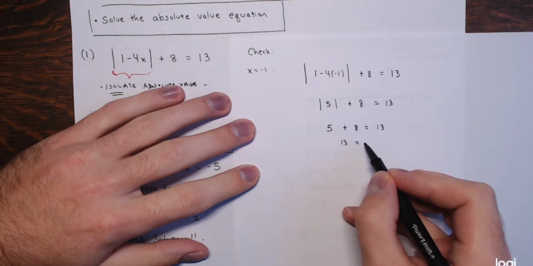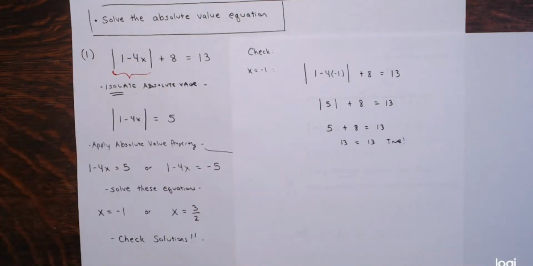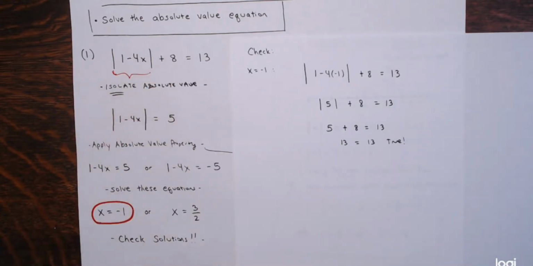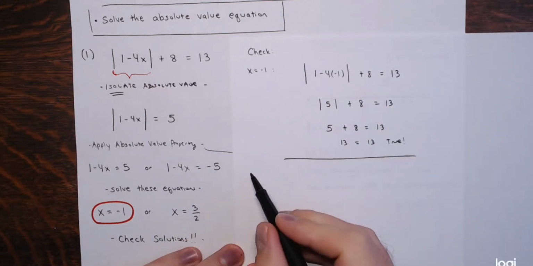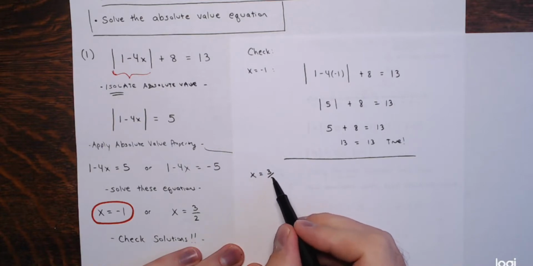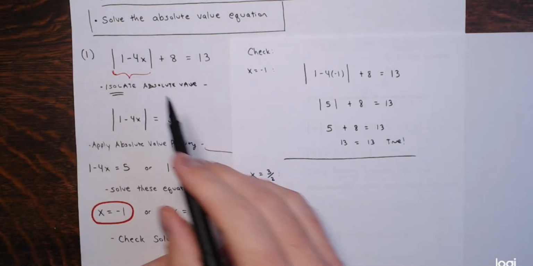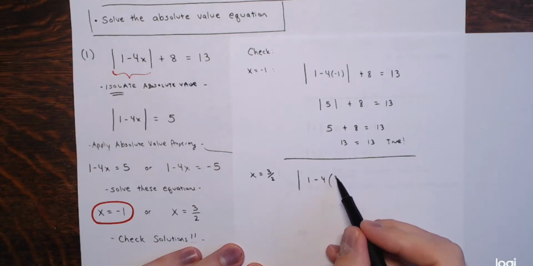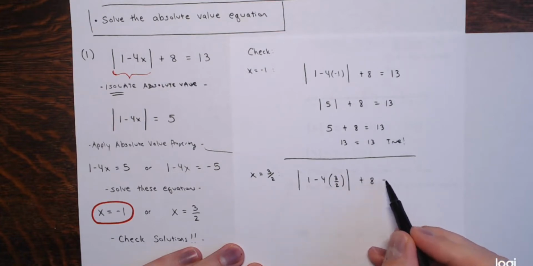So left side's 13, right side's 13. This is true. So I'm going to circle this, x equals negative 1. Negative 1 is a valid solution to this equation. It makes the statement true. All right, and now let me check the other possible solution we got, 1.5 or 3 halves. So going back up, the original equation with the absolute value of 1 minus 4 times 3 halves, and then plus 8 equals 13.